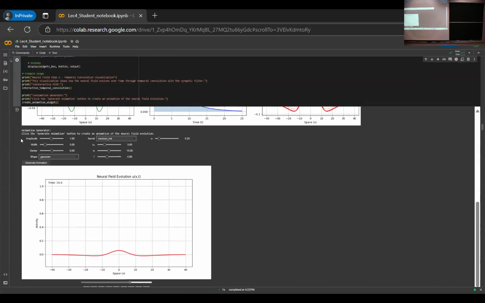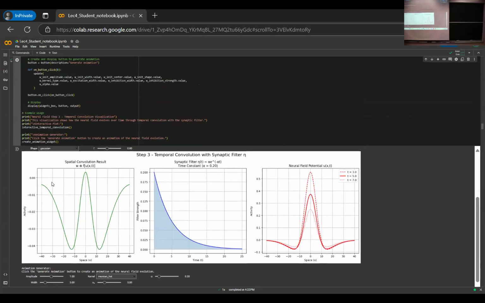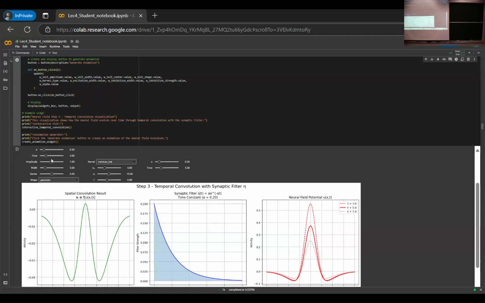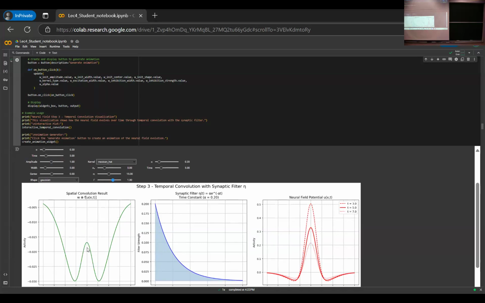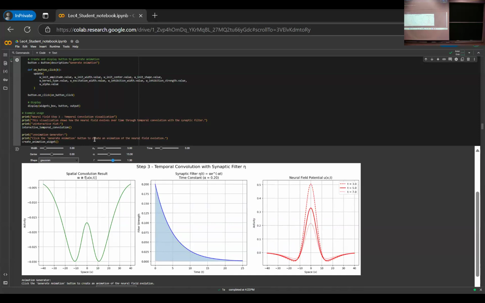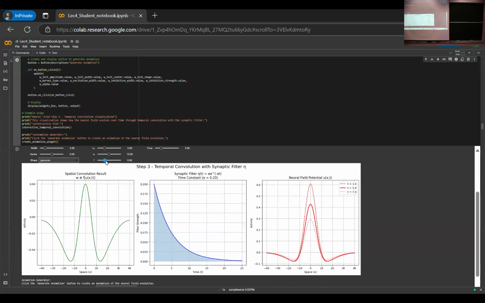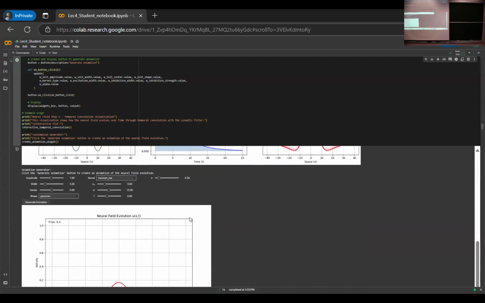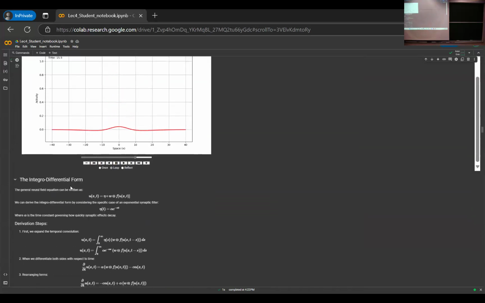Scaling gamma would influence your connectivity kernel, which would influence the final results. It doesn't change the shape of the synaptic kernel, but it would change the final output. So if I increase it, then I would expect it to decay faster, essentially. All right, so that was the convolution form.